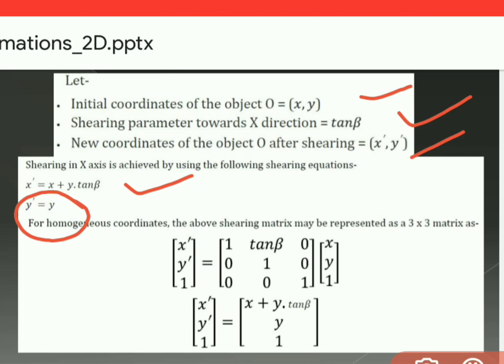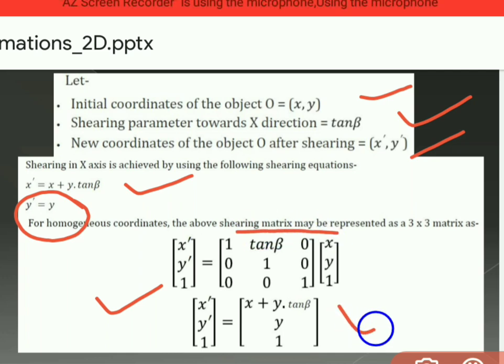Why? Because it is the shearing towards the x direction. That means you are going to change the shape towards the x direction only. So that's why the y coordinate values remain as they are. And this is the matrix notation for that. Multiply these two matrices, you will get these algebraic equations as it is.